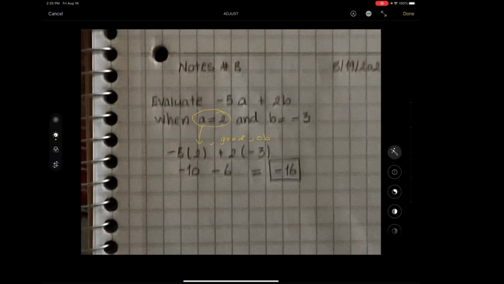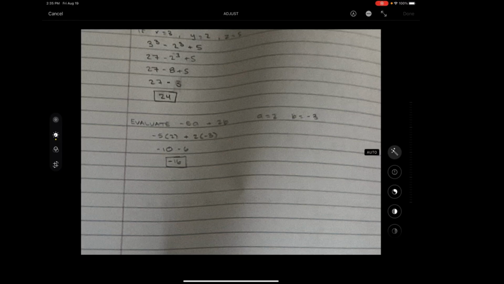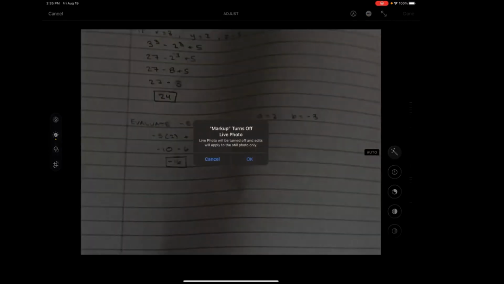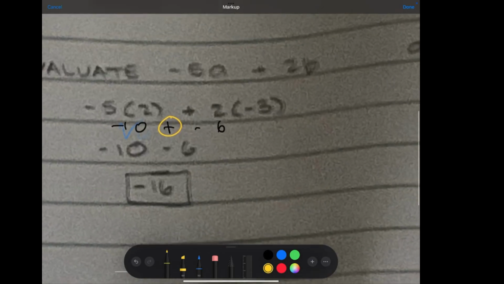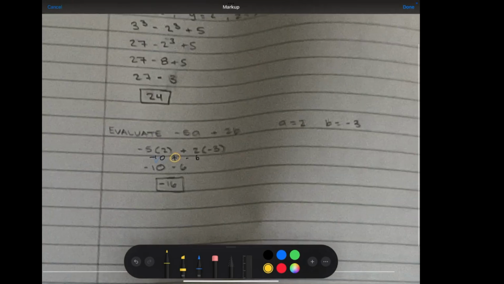Okay, let's take a look at another student. Wait. Okay, this one, -5 times 2 is -10. And then, okay, this person recognized that 2 times -3 is -6. So if you have -10 plus a -6, you don't need to write the plus sign. Do you guys see that? So the student recognizes -10 minus 6. Raise your hand if you got -16.